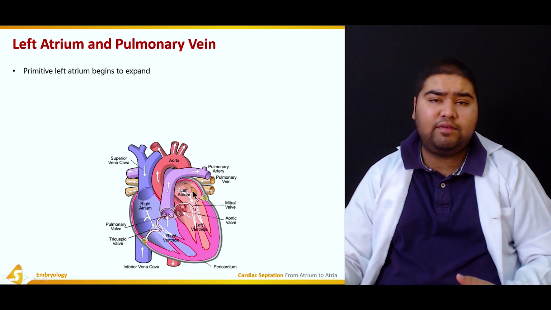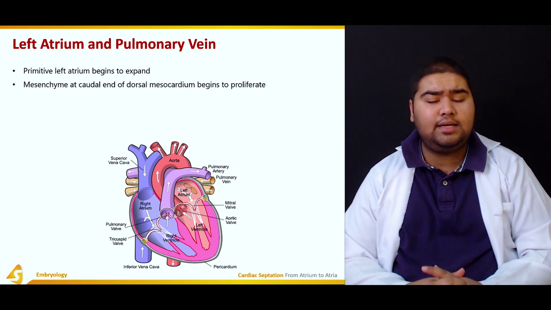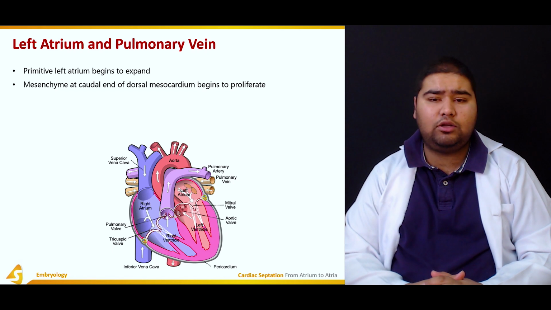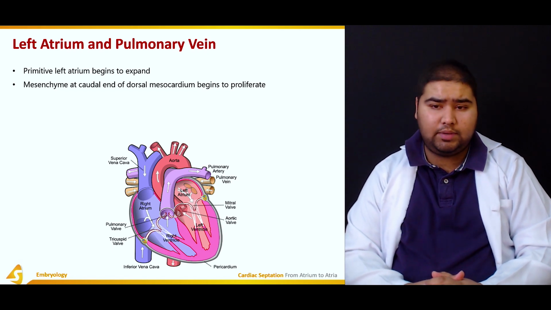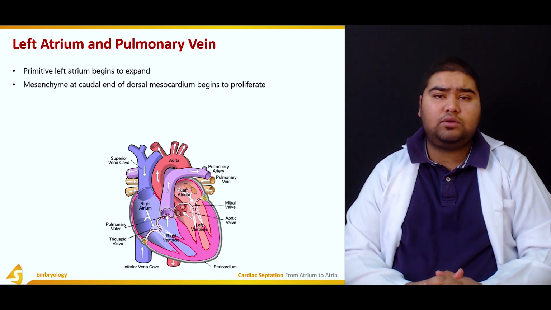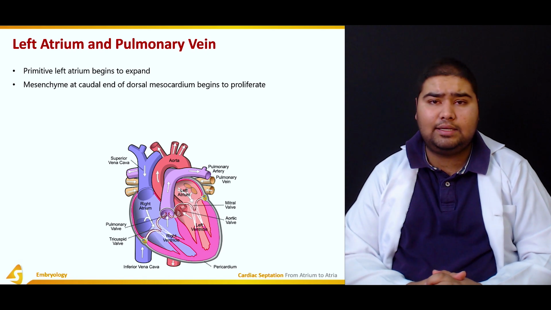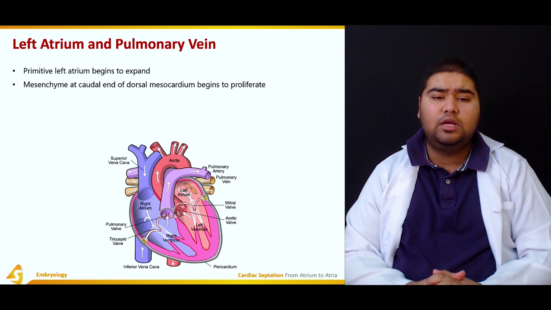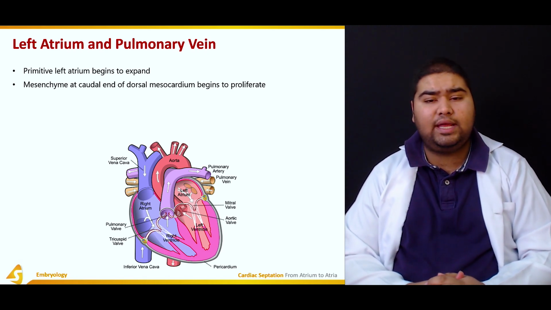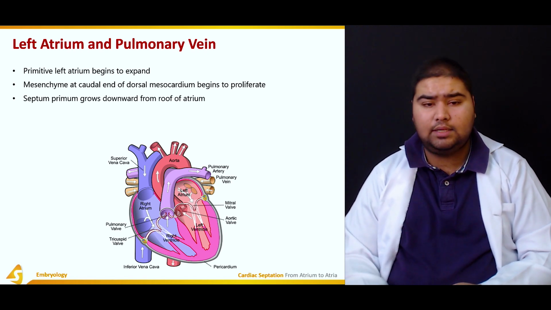So the primitive left atrium now begins to expand. The mesenchyme, which is at the caudal end of the dorsal mesocardium, begins to proliferate. So what was mesocardium? Mesocardium was a layer of peritoneum that was hanging the heart from the body cavity. So mesenchyme at the caudal end of the dorsal mesocardium begins to proliferate.